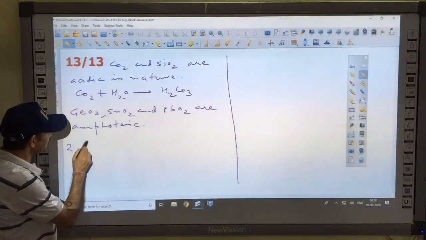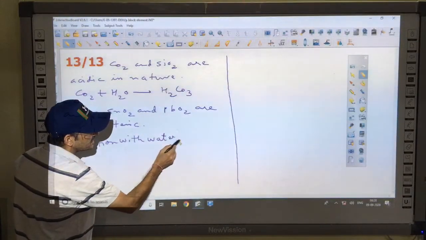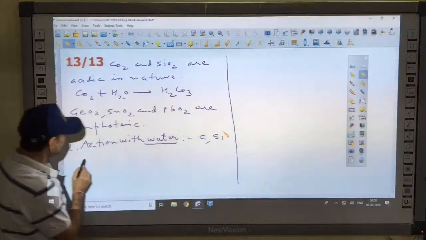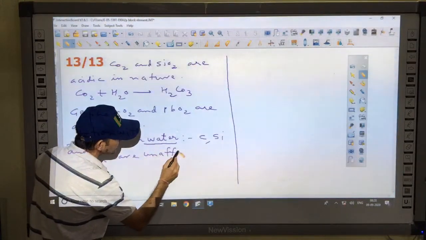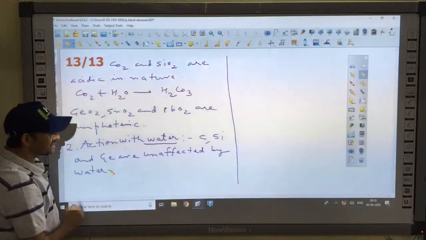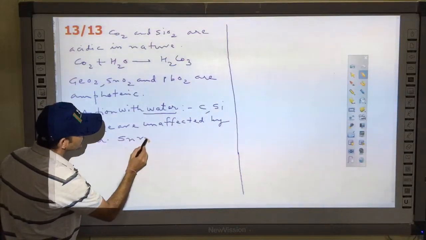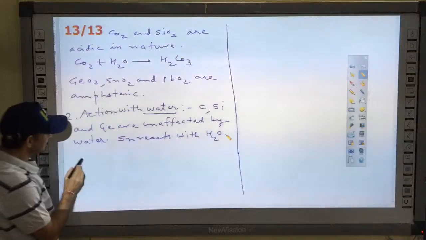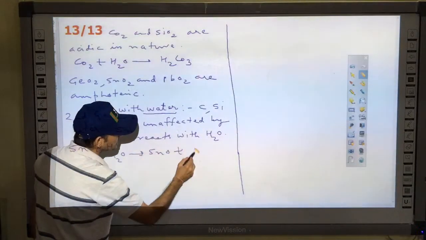Number two, action with water. What is going to happen when these elements react with water? Carbon, silicon and germanium are unaffected by water. They do not react with water because they are chemically unreactive. Tin, Sn, reacts with water. This is the only element which reacts with water. Its reaction is Sn plus water forming stannous oxide plus H2.